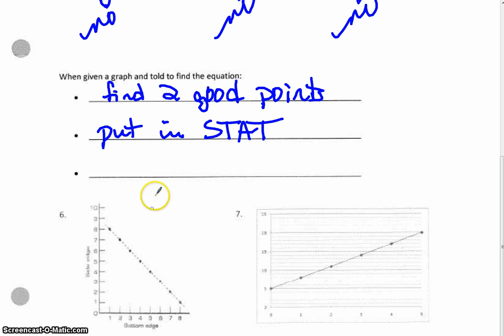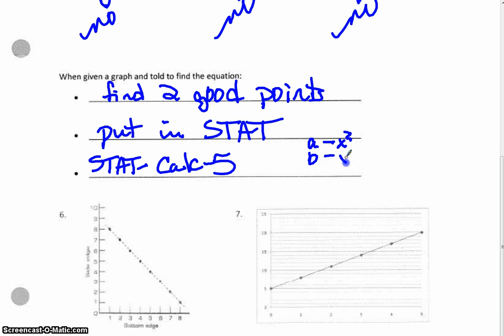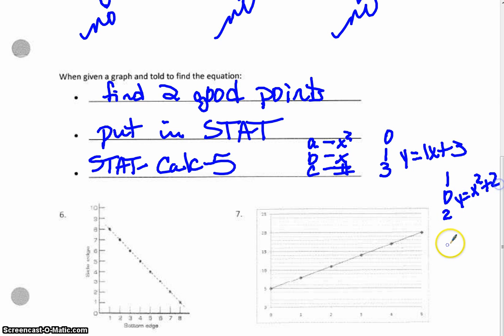Now, if you know it's linear, you can do stat calc 4, but if you're not sure, I recommend doing stat calc 5. Remember that A is talking about x squared, B is talking about x, and C is talking about your constant. If any of these is a 0, it doesn't have that letter. For example, if you had 0, 1, 3, that would be y is equal to 1x plus 3. If you had 1, 0, 2, that would be y is equal to x squared plus 2. Wherever the 0 is, that's the letter you're not going to have.